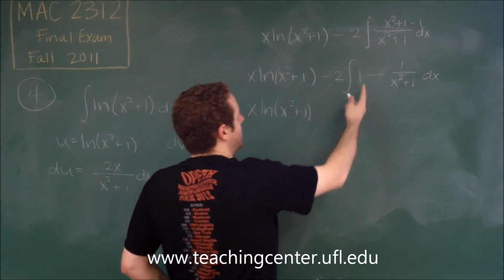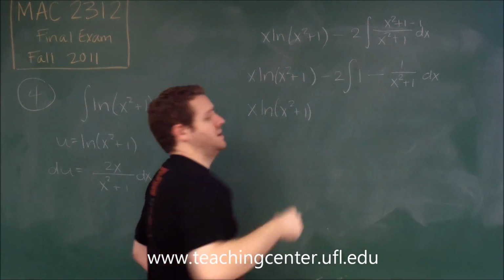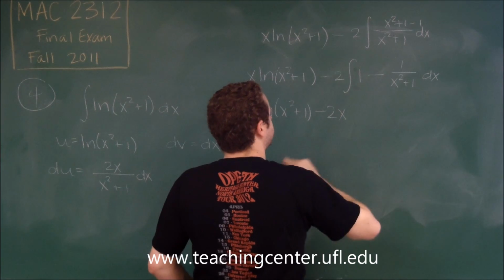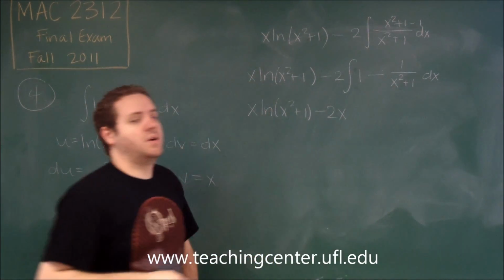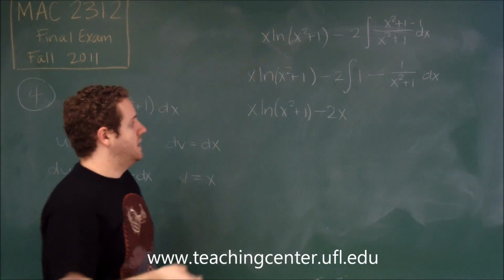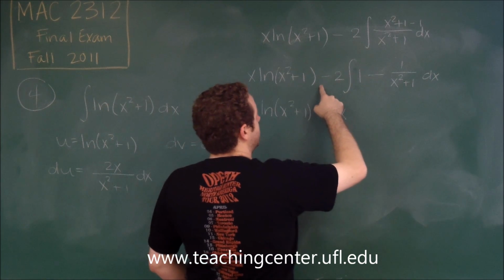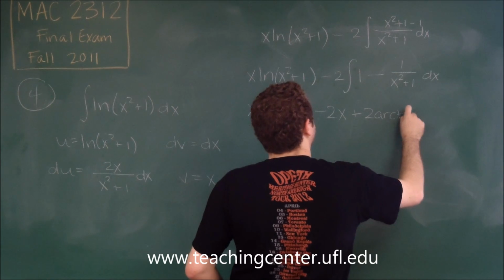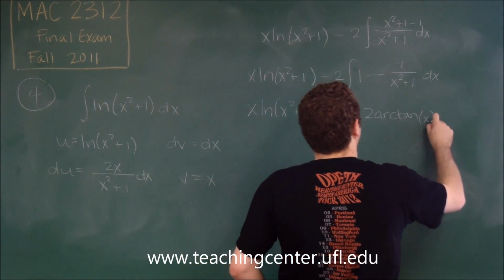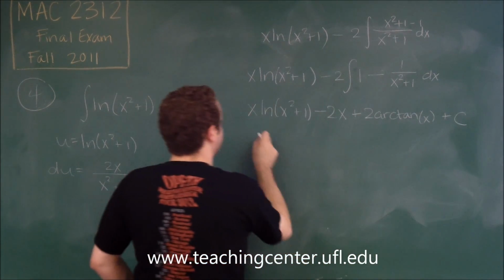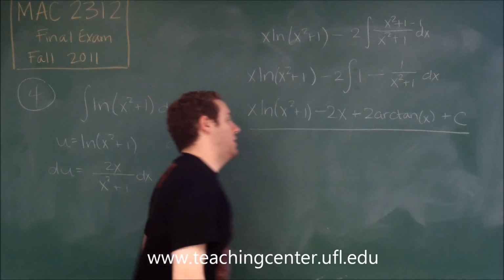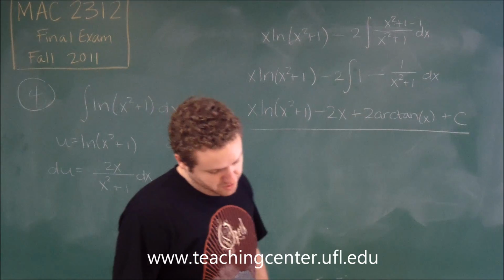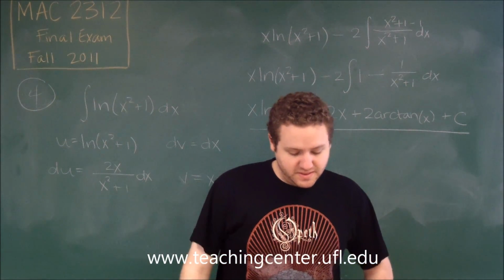So the antiderivative of 1 is just x, and remember we're distributing a negative 2 to each. So we have minus 2x. 1 over x squared plus 1 is arctangent. It's subtracted here, but we're also multiplying by negative 2, so we get plus 2 arctan of x plus c. And that's each part of the answer. So you can see there that that's answer choice C.